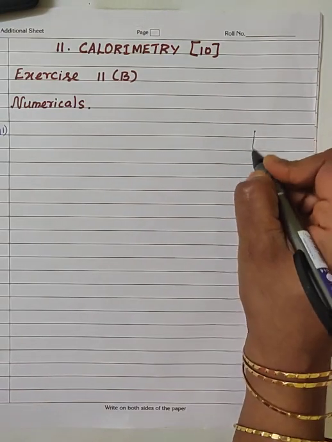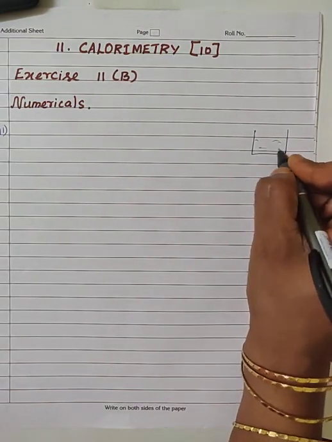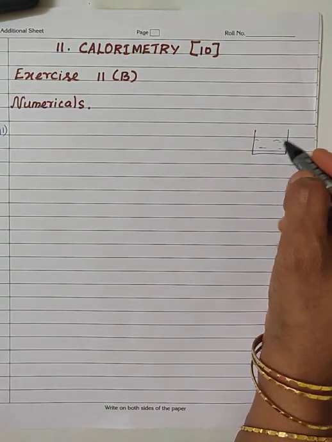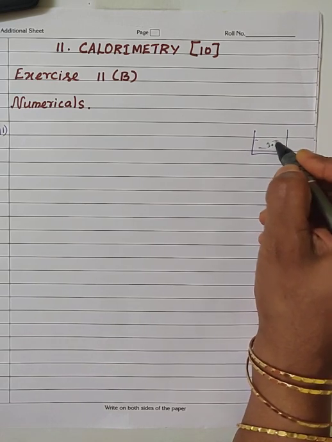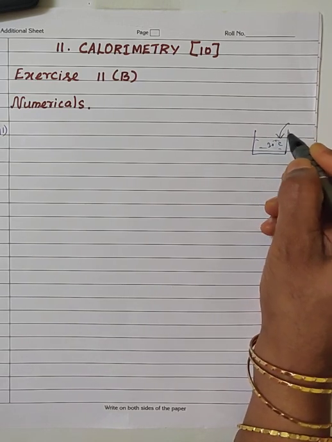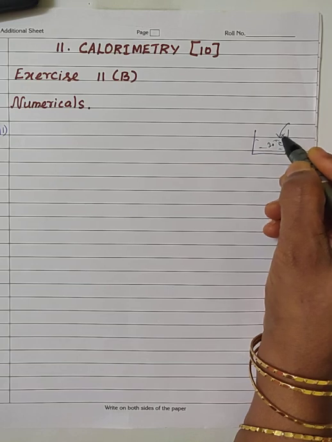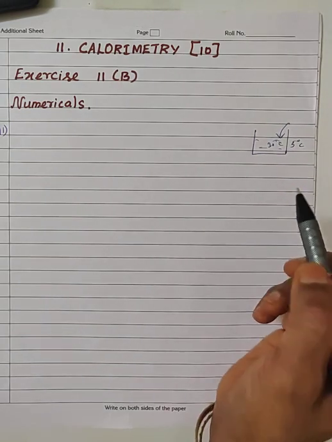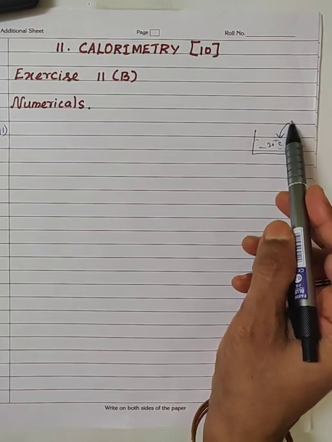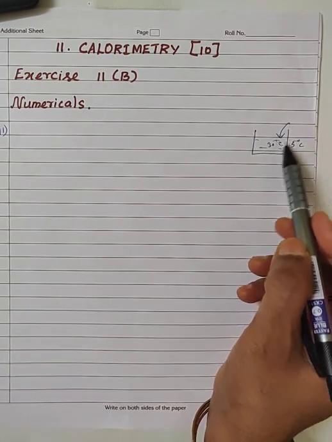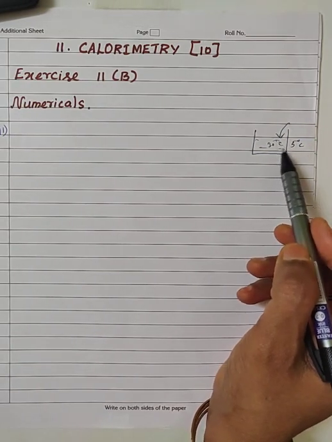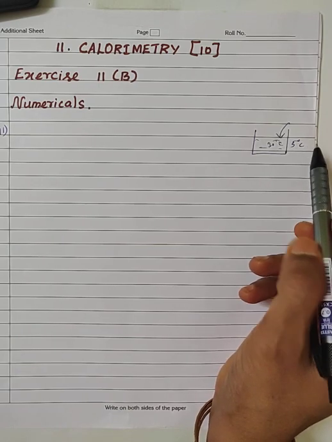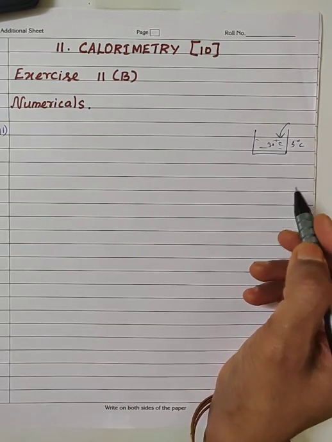That is, a vessel containing water which is at a temperature of 30 degrees Celsius, and you are adding ice so that the temperature of the water in the container is brought down to 5 degrees Celsius, and you are asked to calculate how much mass of ice is added to bring down the temperature of the water and its content to 5 degrees Celsius. Okay. First we write the data.